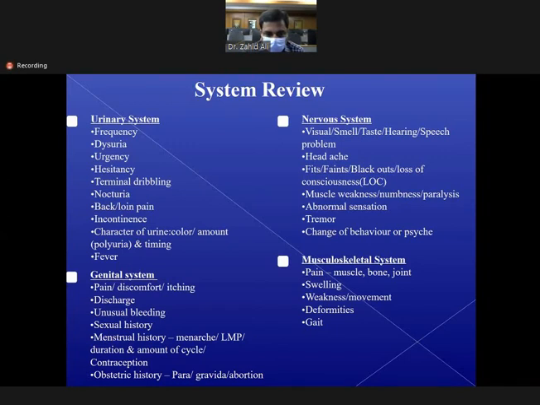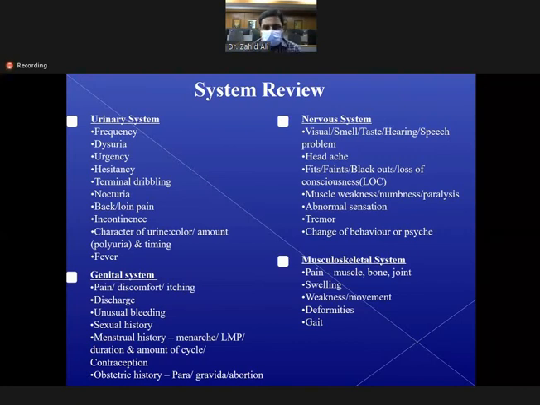Genital system: one should ask about pain, any discomfort or itching, any discharge of pus, unusual bleeding, sexual history, menstrual history like menarche, last menstrual period, duration, amount of cycles, history of contraception, and obstetric history like para, gravida, and any history of abortion.